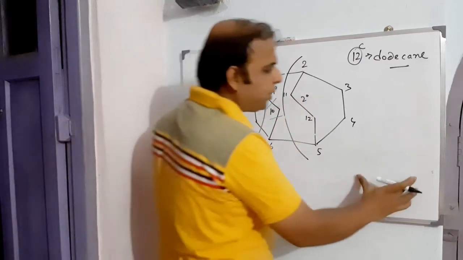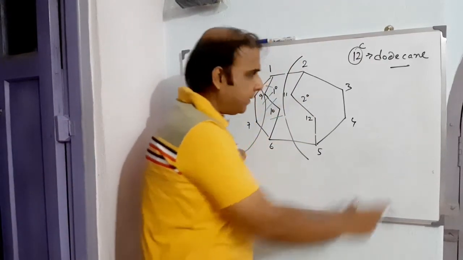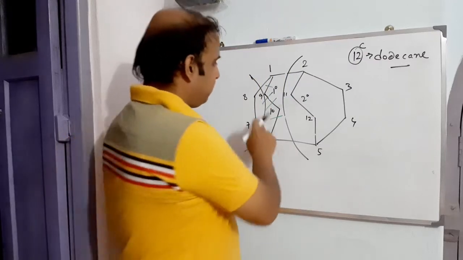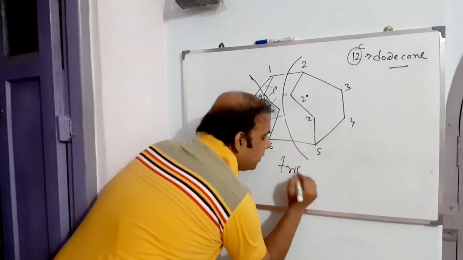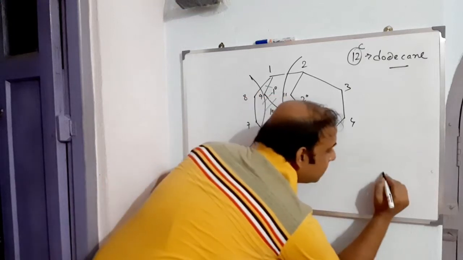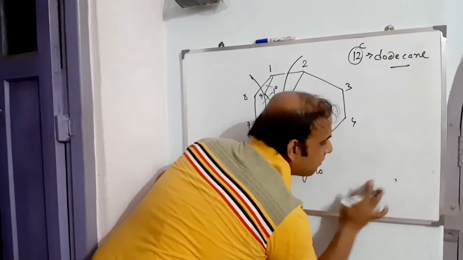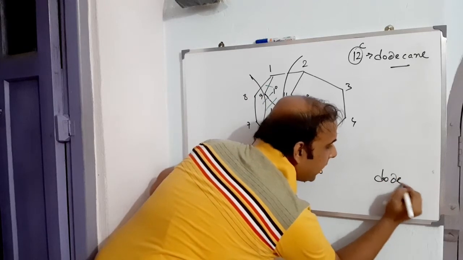That means it should come at the latter part, at the end part, right? And what should be prefixed? Three cycles are there. So that means tricyclo. So tricyclo, dodecane.